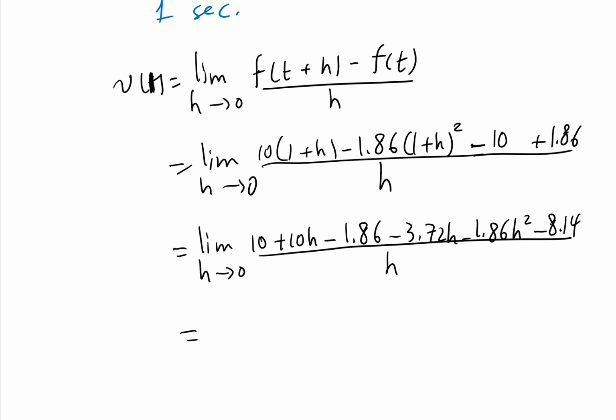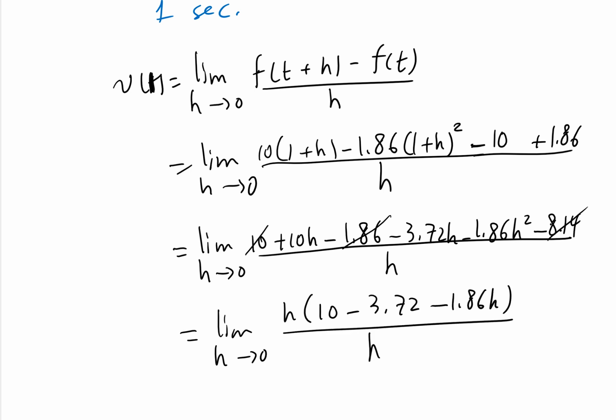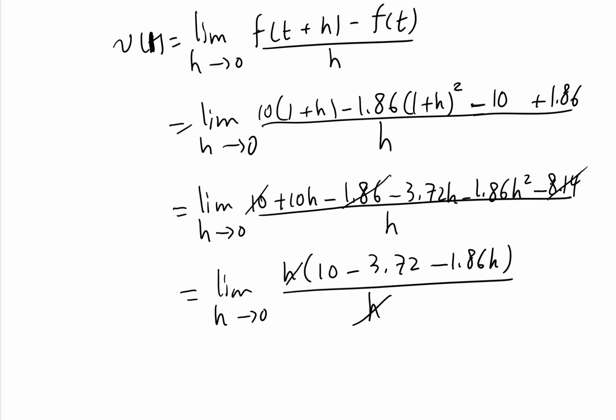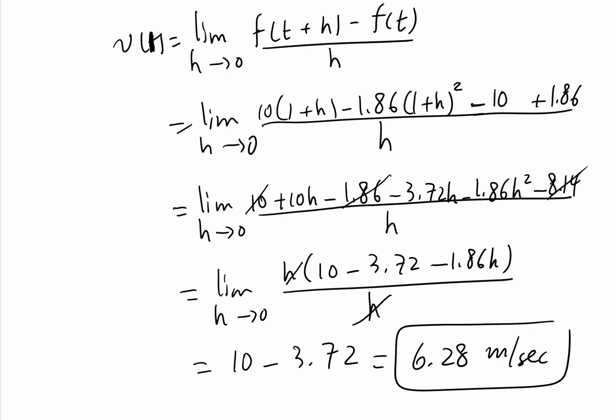So things cancel out. 10 minus this, and this cancels the last one. So now we can take an h out on the top, and that will leave 10 minus 3.72 minus 1.86h, all over h. These cancel out. And now remember the h goes to 0, so that's 10 minus 3.72, and that'll leave 6.28 meters per second. That's what we have.